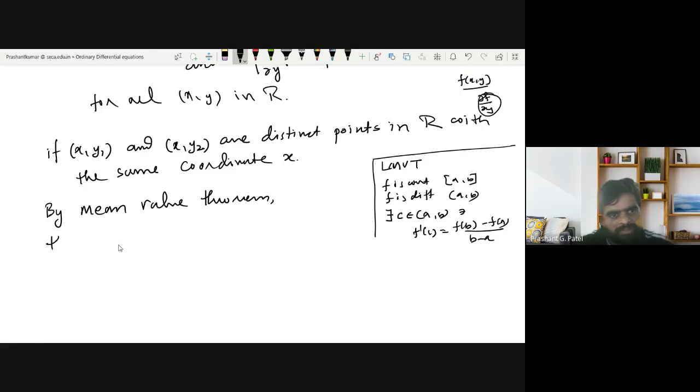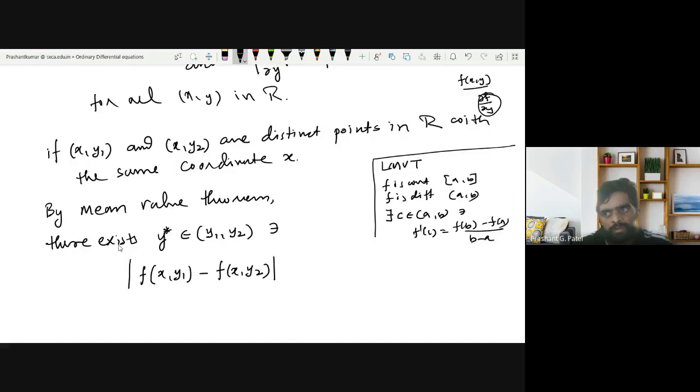we can say that there exists some y star in the interval between y1 and y2, so this y star belongs to (y1, y2), such that f(x,y1) minus f(x,y2), and I am taking the modulus on both sides, upon y1 minus y2 is equal to the modulus of del f upon del y at (x, y star).